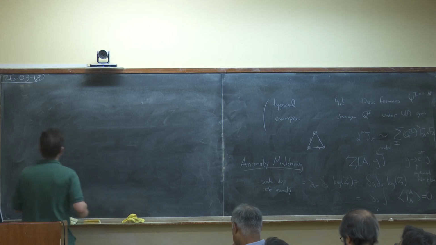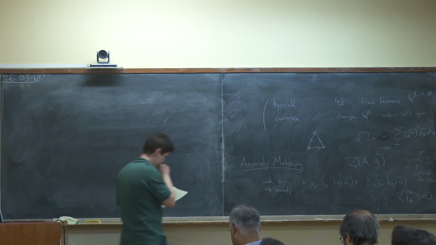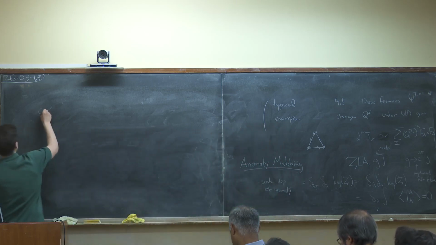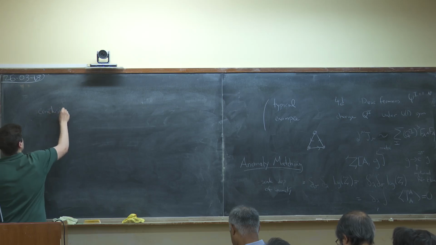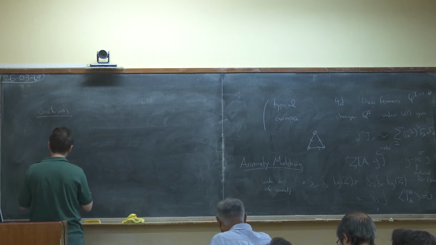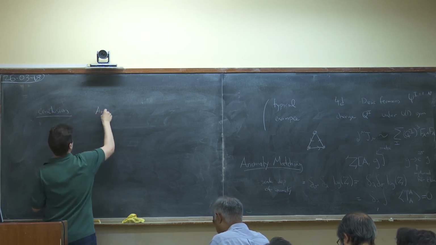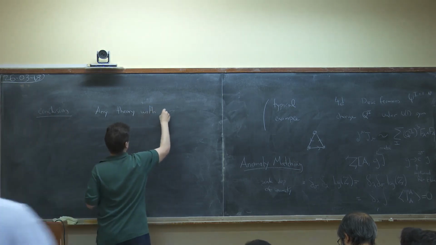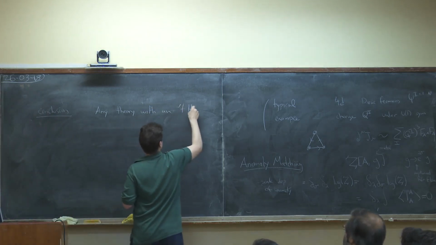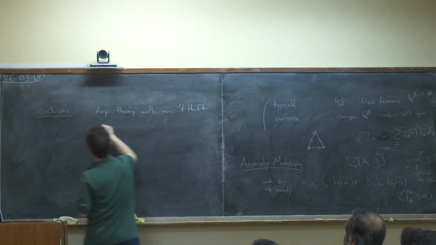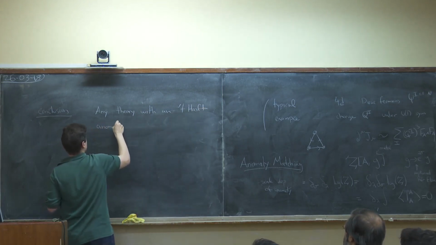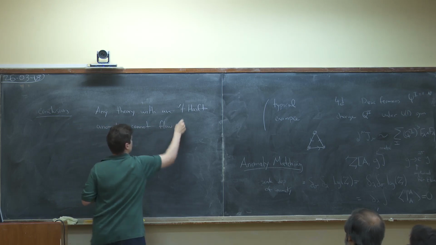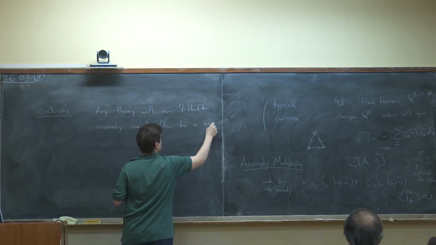Okay, so we get some conclusions. Let's see if we can justify these conclusions. So one conclusion: any theory with a 't Hooft anomaly cannot flow to a trivially gapped theory.